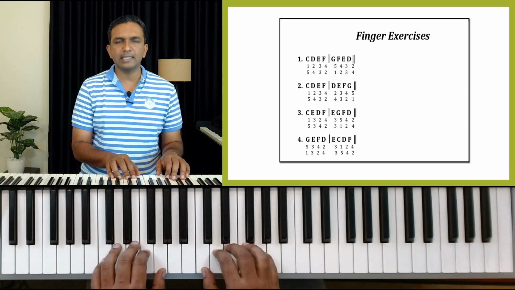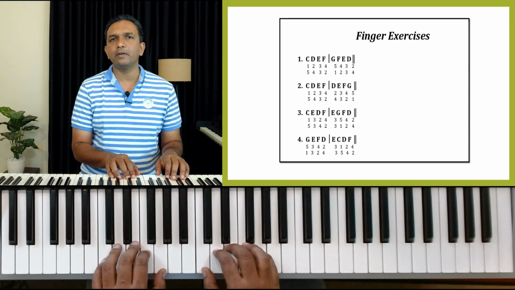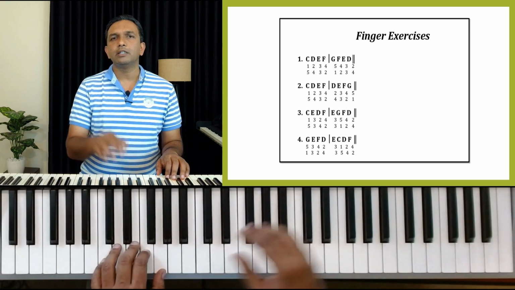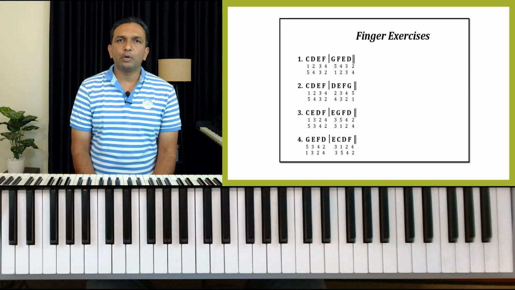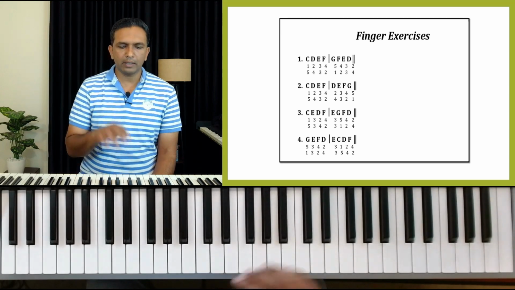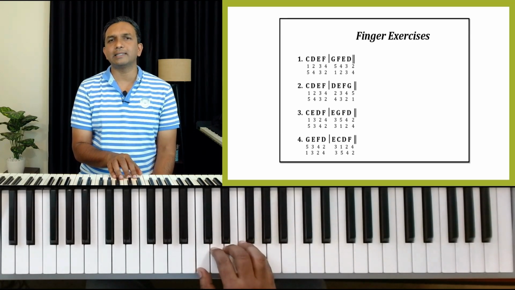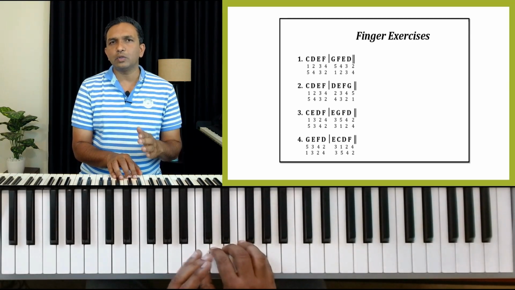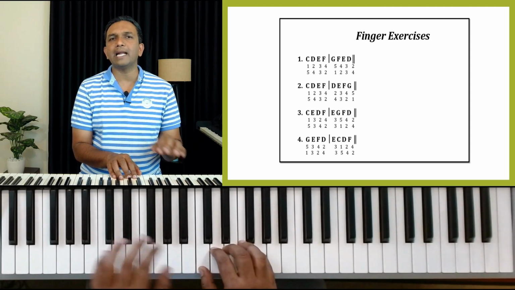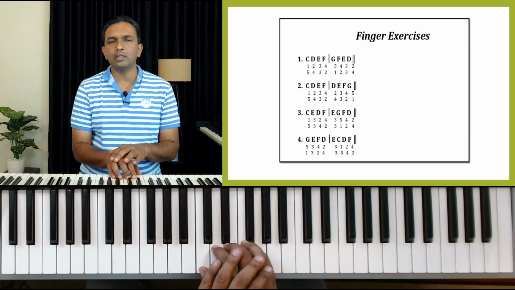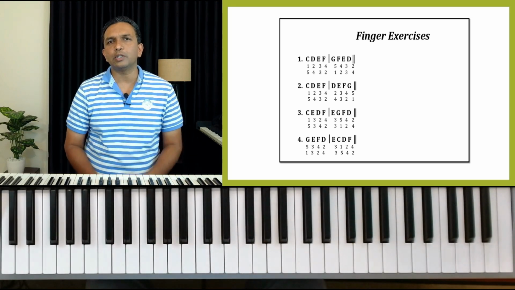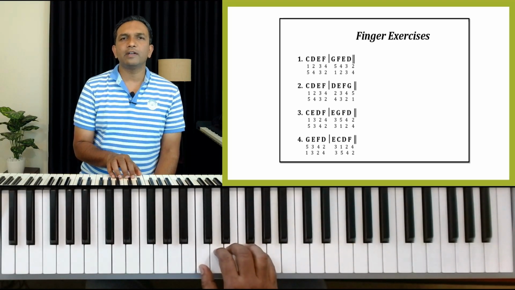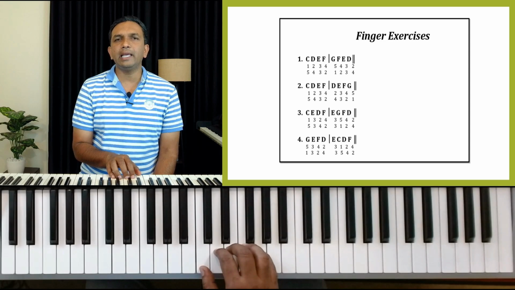The first exercise is C, D, E, F, G, F, E, D. The top numbers are for the right hand, the bottom numbers are for the left hand, the finger numbers. When you're starting to learn the exercise, first you play the hands separately. First you learn it on the right hand, then you learn it on the left hand. Once you're comfortable, then you put that together. Let's start with the first exercise: C, D, E, F, G, F, E, D.